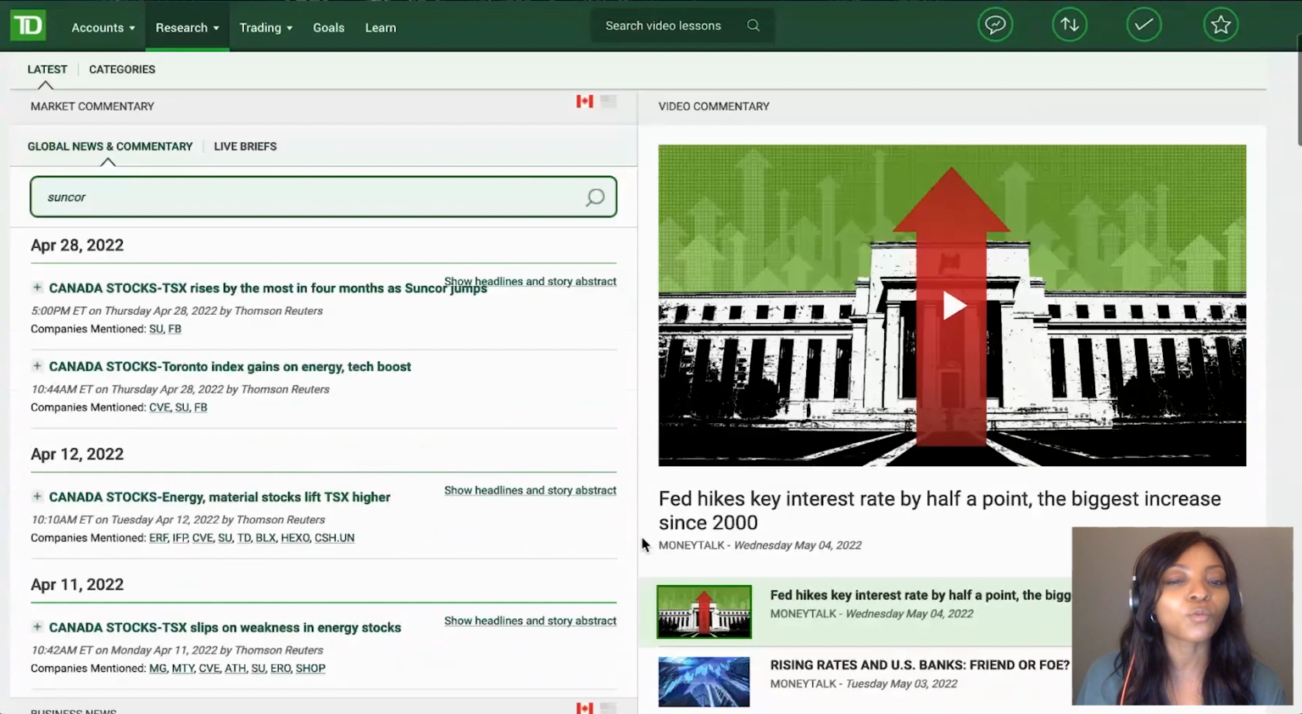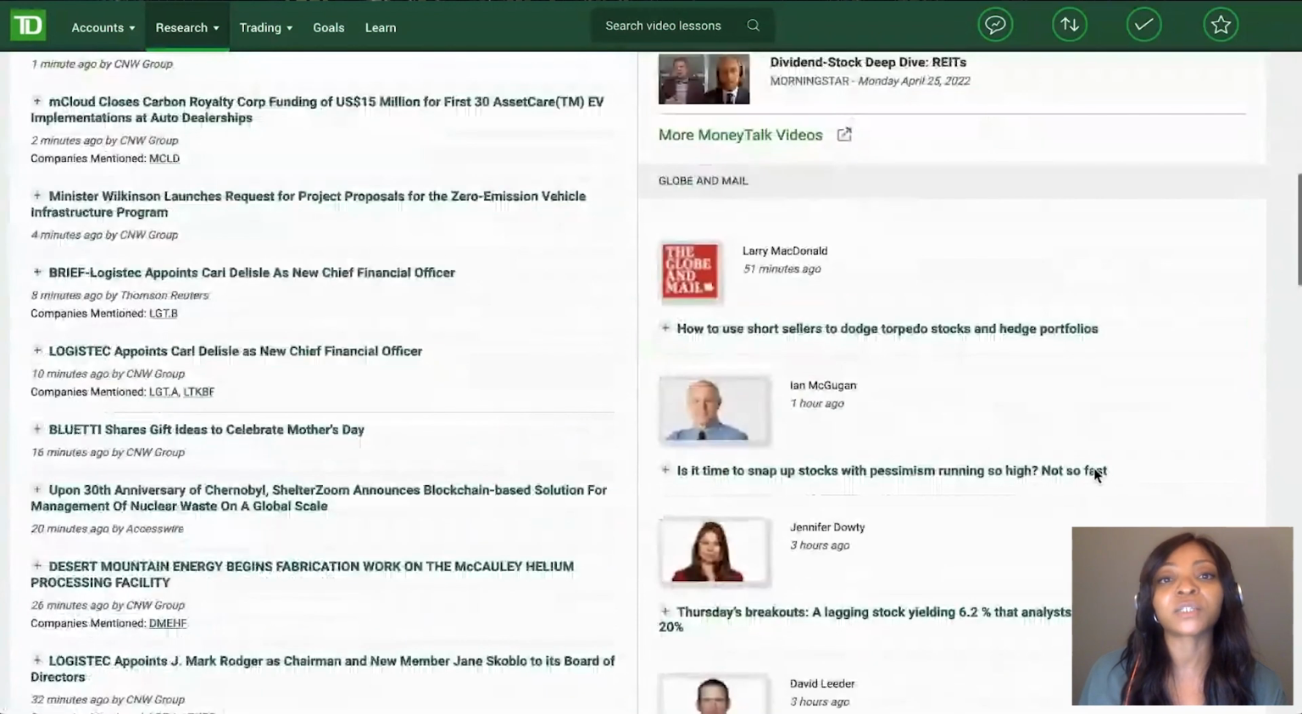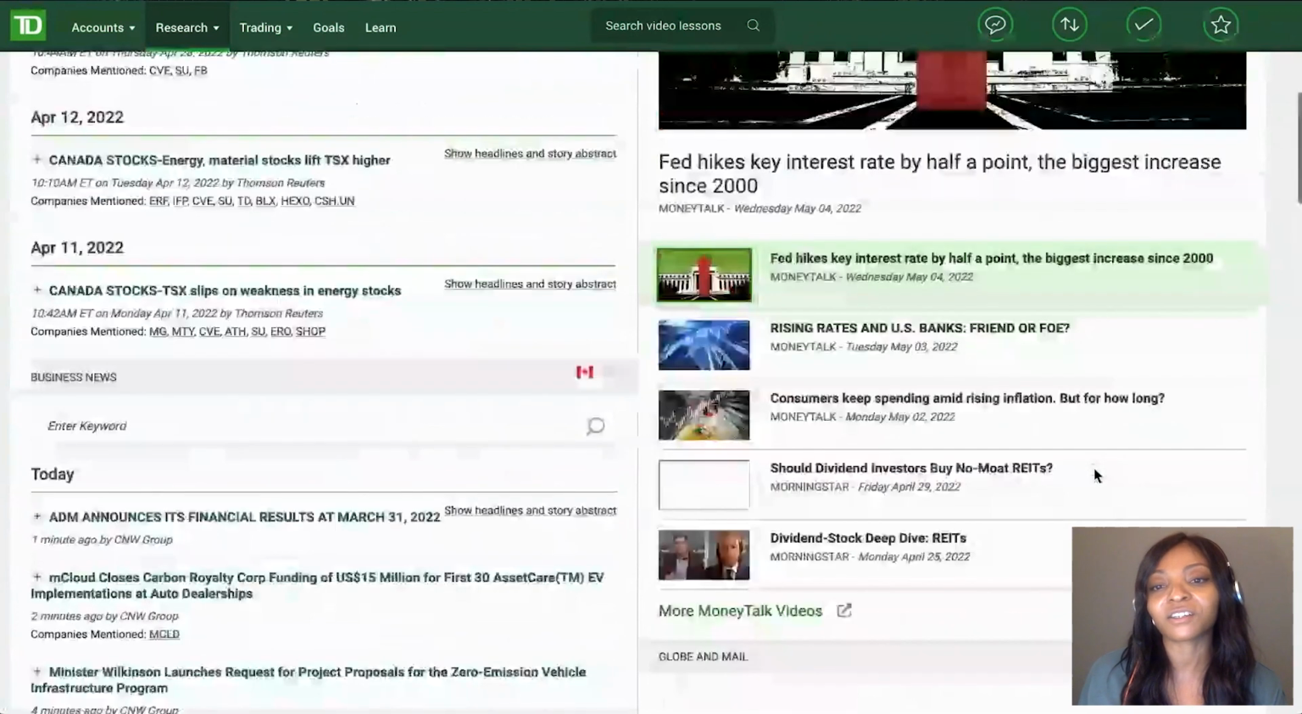If I'm not interested in watching videos, then I can read different short articles by Globe and Mail. These articles will have information such as what the major market movers are today and why they're causing such a shift in the economy. So these are some of the things that an investor who's first starting out can utilize.